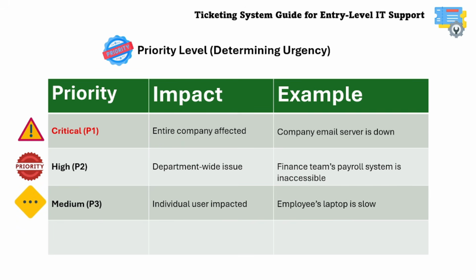Medium priority is for individual user impact. For example, employee's laptop is slow. And low priority is for minor inconvenience. This is for request for a new software installation, for example.